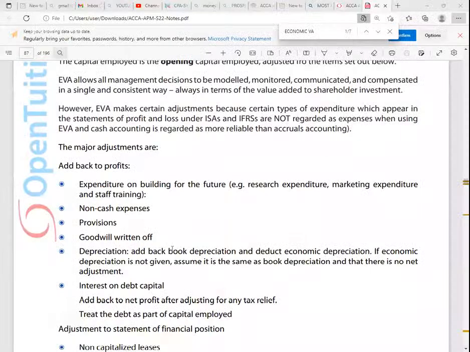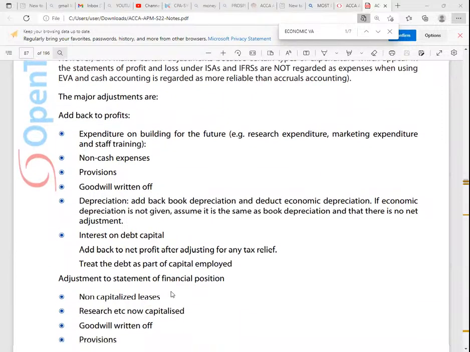That is what this examiner is telling you: add back book depreciation and deduct economic depreciation. If economic depreciation is not given, assume it is the same as book depreciation and that there is no net adjustment. So the best thing, ladies and gentlemen, is to go to a question. Let's go to a question, Eric.